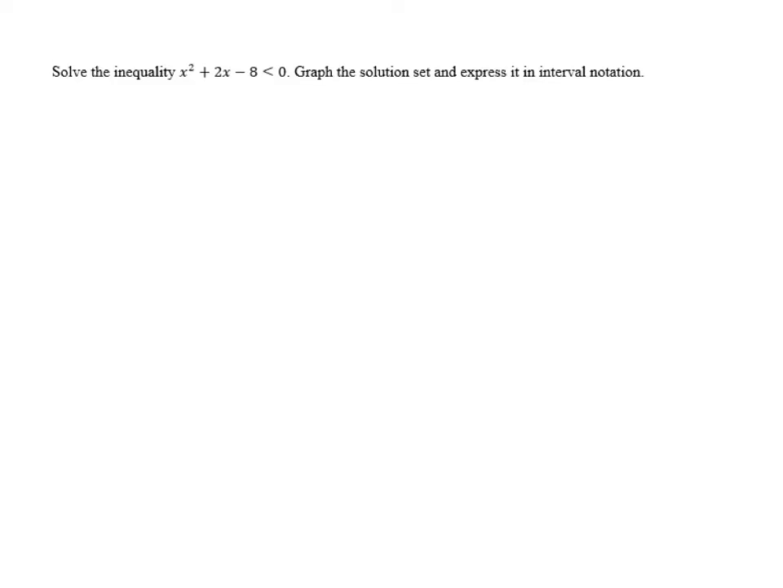Solve the inequality x squared plus 2x minus 8 is less than 0. Graph the solution set and express it in interval notation. We're going to follow the same four-step process that we did before.